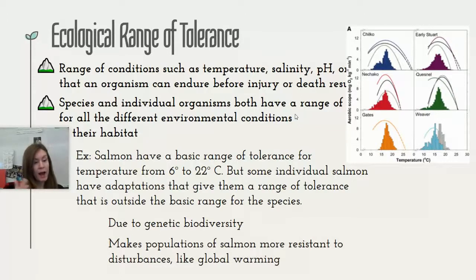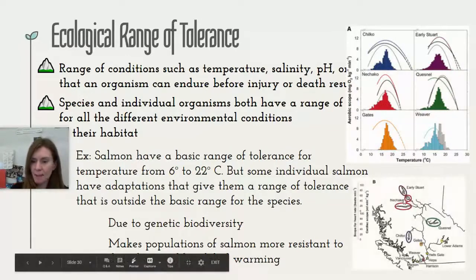So when you have more genes and more genetic diversity, this makes populations of salmon more resistant to disturbances like global warming. As you can see on the higher end of the range here, as the temperature gets warmer, salmon don't do so well in, say, 25 degrees. But however, different populations, if you compare these two, the Quesnel versus the Weaver, just looking at the blue, the Quesnel does a little bit better as it gets warmer, and so does the Early Stuart.